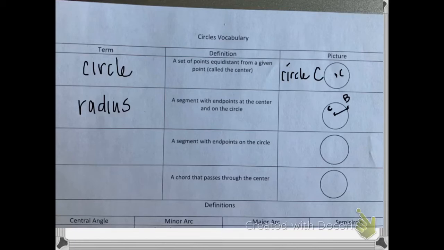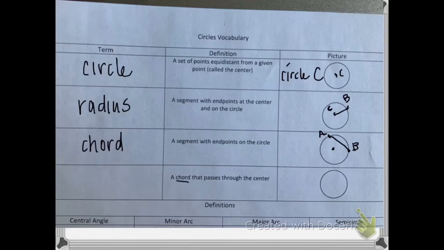Then we learned what a chord is, and that is a segment with endpoints on the circle. It doesn't have to pass through the center. So if this is the center here, I'm going to put a point here and a point here. Let's just call this AB. So this would be a chord.